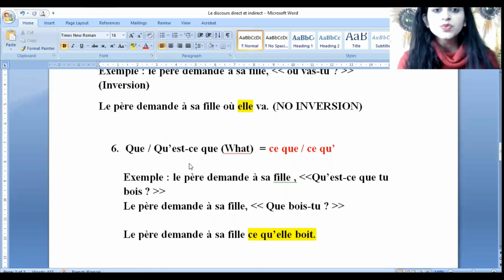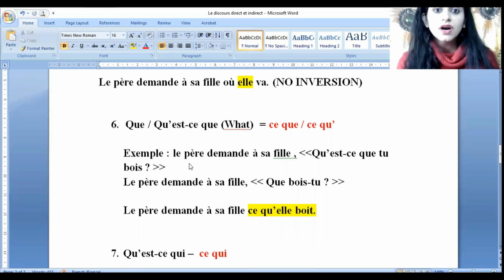The next question word is que. Que or qu'est-ce. So first we need to understand the difference between que and qu'est-ce. What is the difference? Quelle est la différence? Okay, so I've given you the examples with both the words. Le père demande à sa fille, qu'est-ce que tu bois?